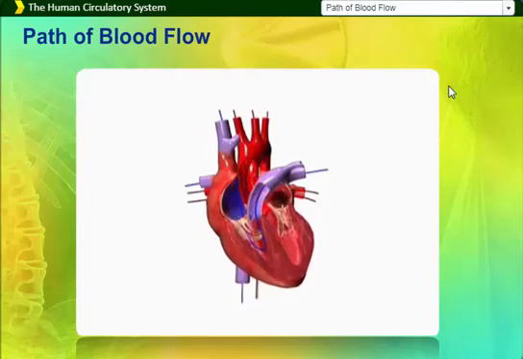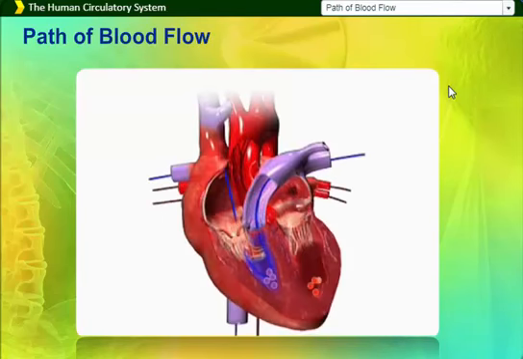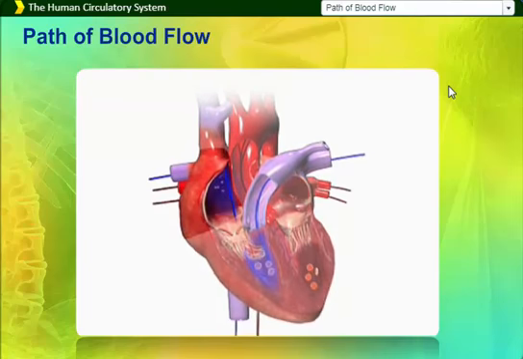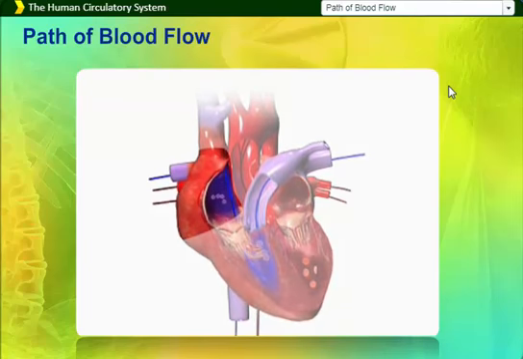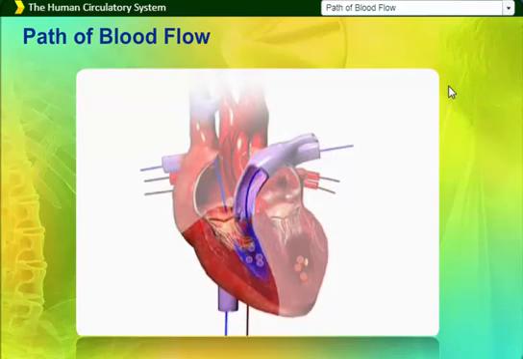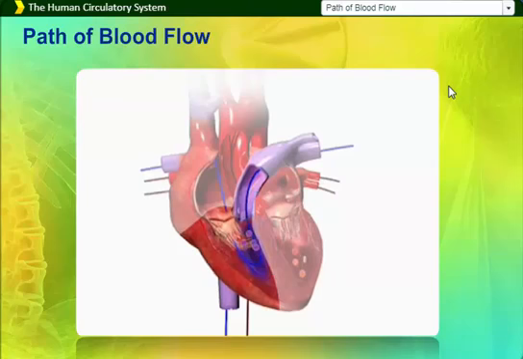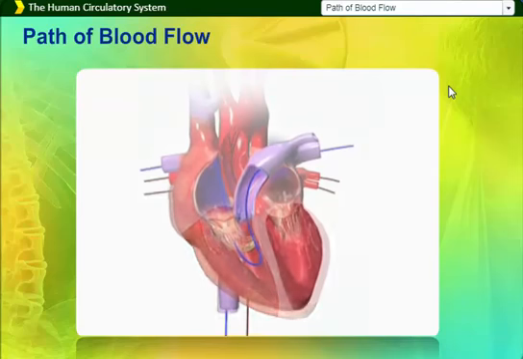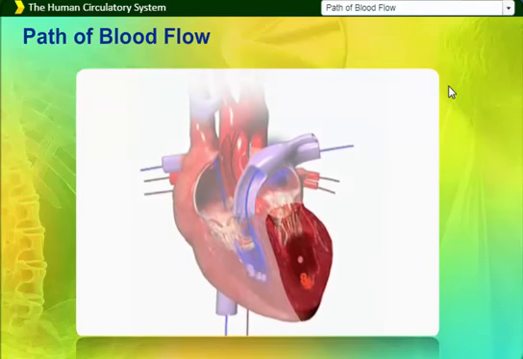Now, let's take a look at the path of the blood flow into the heart. The right atrium collects deoxygenated blood from the body through the superior and inferior vena cava. It pumps deoxygenated blood via the tricuspid valve to the right ventricle and then into the lungs. The pulmonary artery carries deoxygenated blood from the heart to the lungs. The pulmonary vein brings oxygenated blood from the lungs.